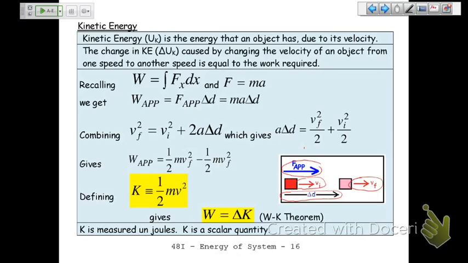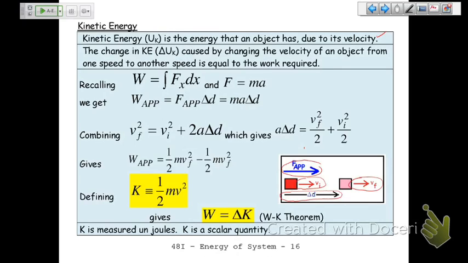Okay, so I can say the kinetic energy, UK, U meaning energy, K meaning kinetic, is the energy that an object has due to its velocity. Change in kinetic energy, delta UK, causes a change in the velocity of an object from one speed to another speed, and is equal to the work required. So work done equals change in energy. Change in kinetic energy in this case, because there's no hill and there are no springs. In the general term, it would be change in mechanical energy. Okay, so let's keep it simple.